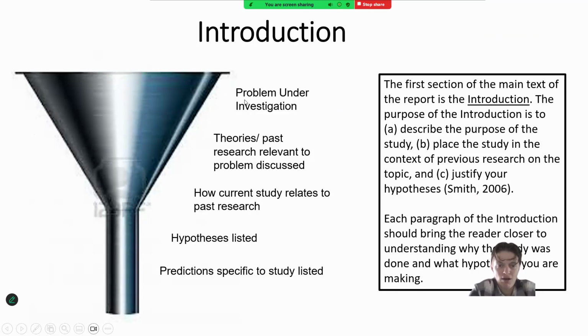So you start with the problem under investigation. You're going to go over all the theories and past research, anything that's relevant to what you're discussing, how the current study that you're doing is going to relate to that past research, linking them together. You're going to go over your hypotheses and your predictions specific to the study that you are doing. This requires a lot of research on your part. This is where you're reading through a bunch of other articles, collecting all of that theory and information, and then you're going to connect it to your research that you are about to do.